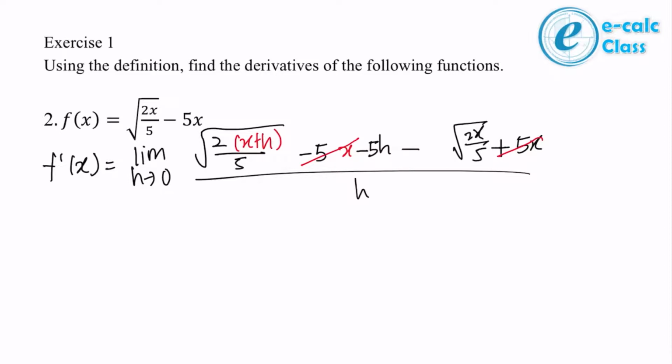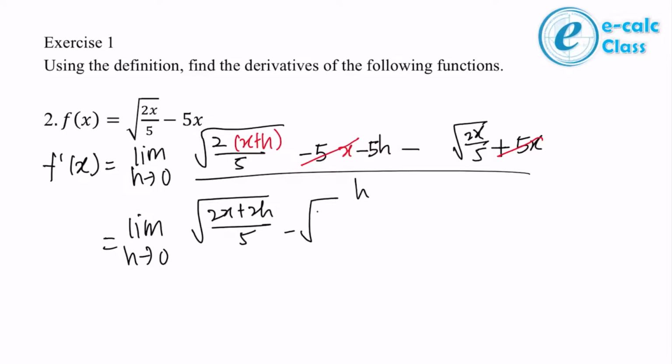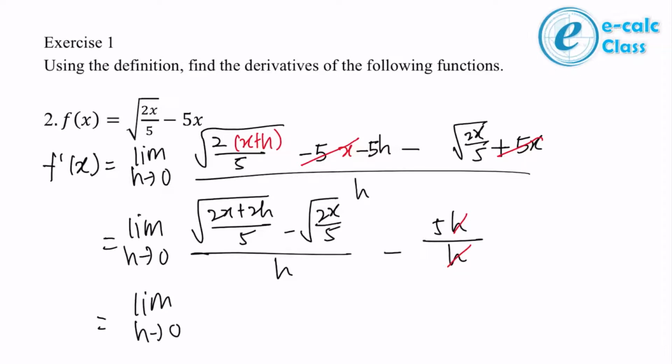And I want to split it into two fractions. Let me write one more step for you. 2x plus 2h over 5. I bring this square root over, then over h minus 5h over h. Why? Because I want to cancel out this. And secondly, I want to multiply by conjugate, which is rationalized. So it will just be, remember, I multiply both top and bottom by the conjugate. So on top it will just be a square minus b square. Am I right?